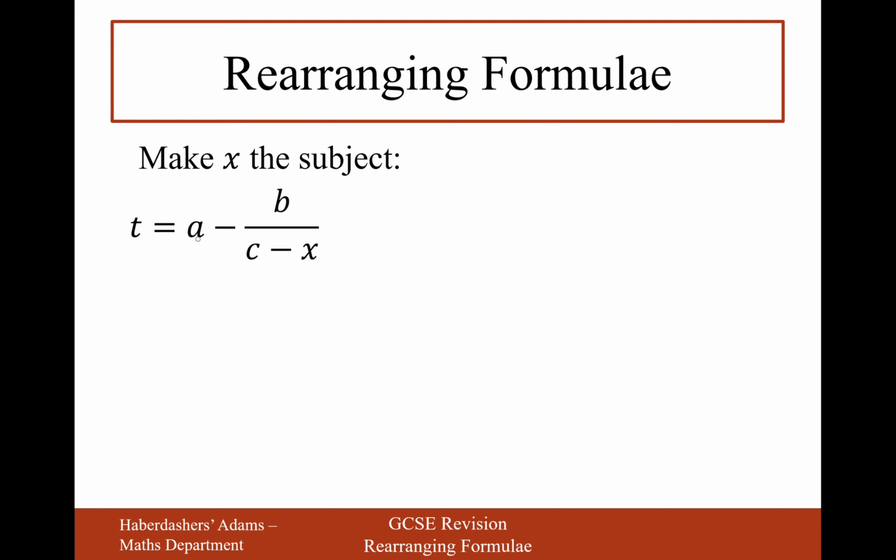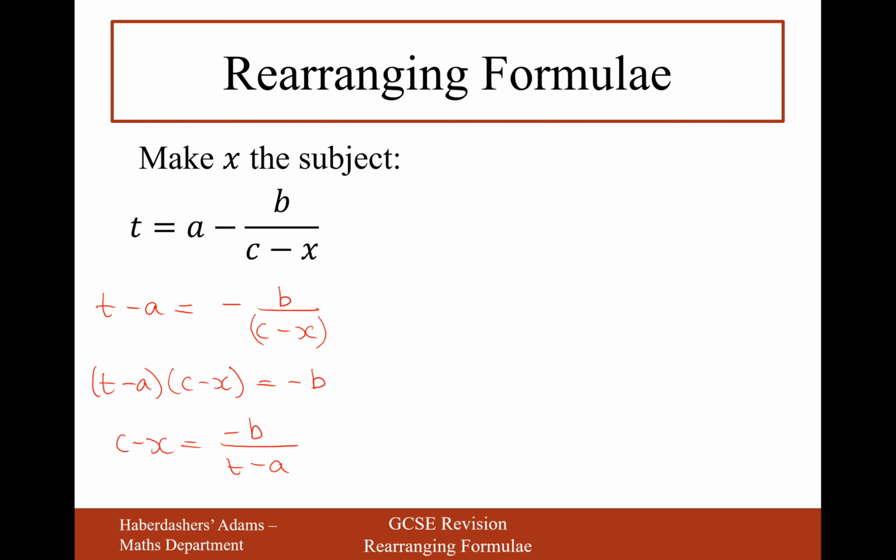So the first thing I think I'll do is subtract the a onto the other side, and it's going to be t minus a equals minus b over c minus x. The next thing I'll do is multiply by this expression on the denominator. So it's going to be t minus a multiplied by c minus x equals minus b. That negative symbol there still needs to be attached to the b. The next thing I'll do is divide by this bracket at the start. So it's going to be c minus x equals minus b over t minus a.